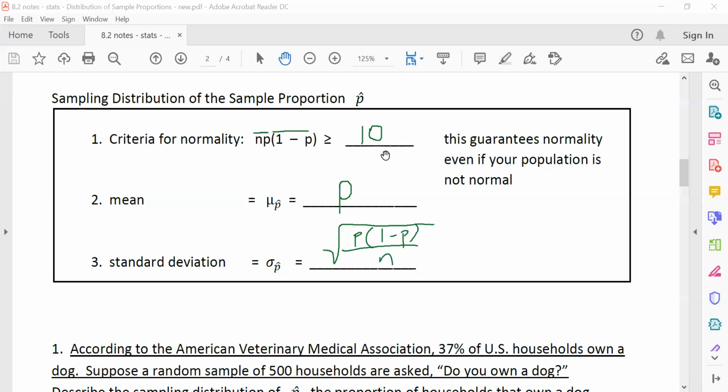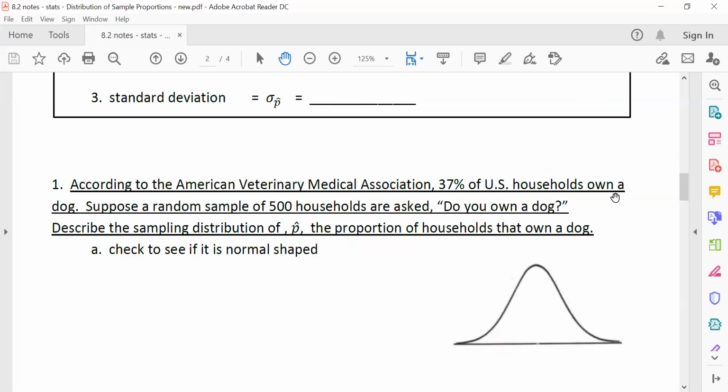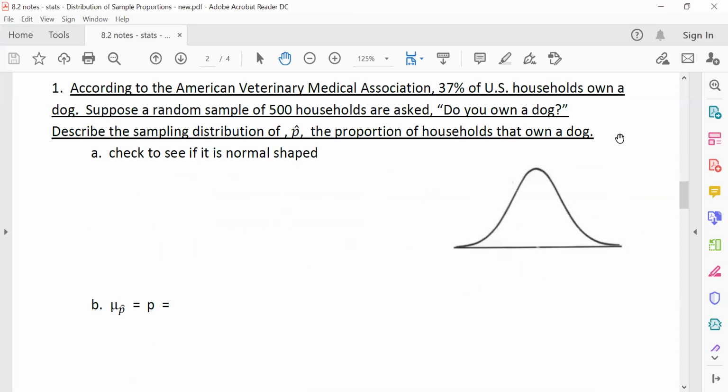Okay, so let's go look at this example problem. According to the American Veterinary Medical Association, 37% of US households own a dog.